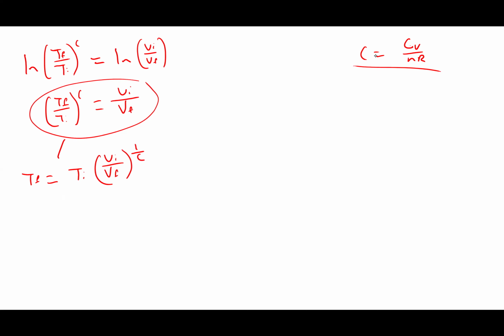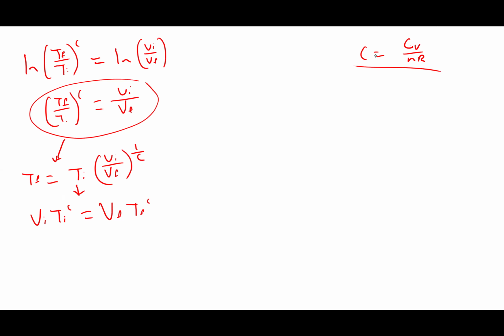Or we could rearrange it a little bit more, kind of split this part apart, and make it something more like VI times TI to the C power equals VF times TF to the C power. Like if we unfolded this to the C power and then moved everything all around, this is what we'd get. It's the same exact equation, just unfolded in different ways.